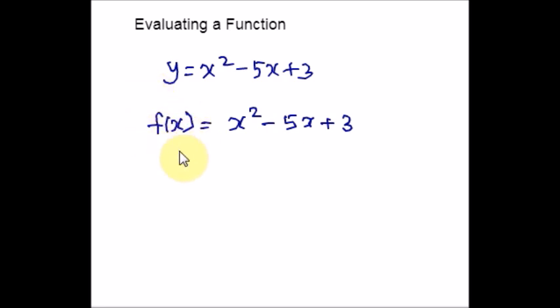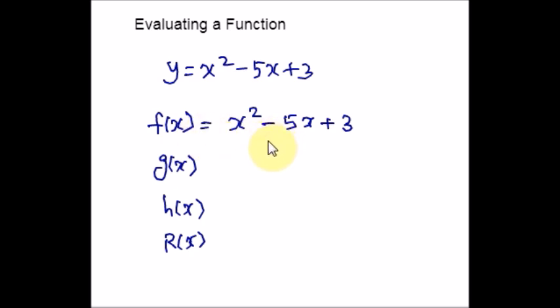You can use, let me write it on the board, g of x, h of x, r of x. The letter we use does not matter. What is important is the parenthesis along with the x part. The letter in the parenthesis must match the variable used on the right side of the equal sign.